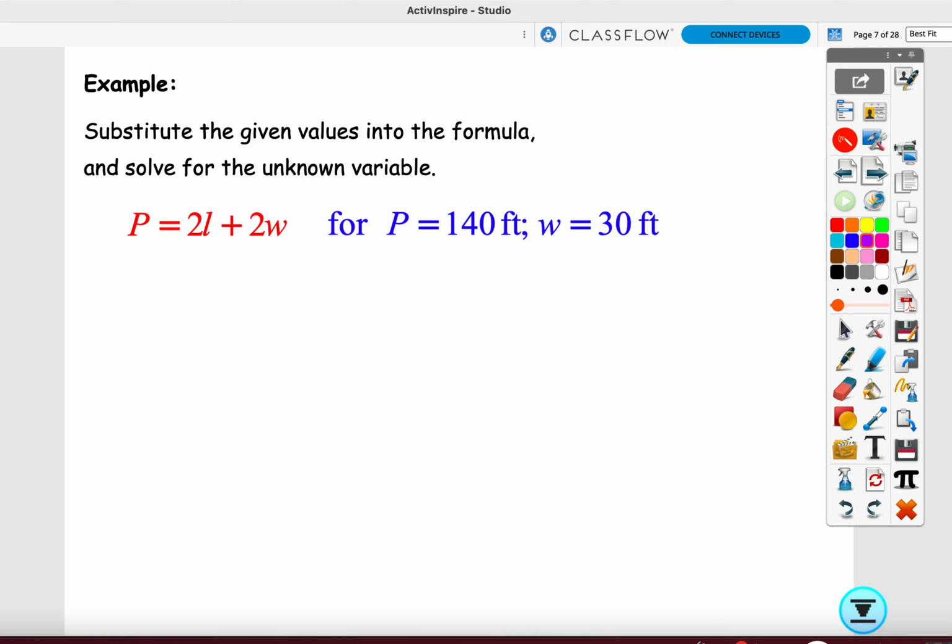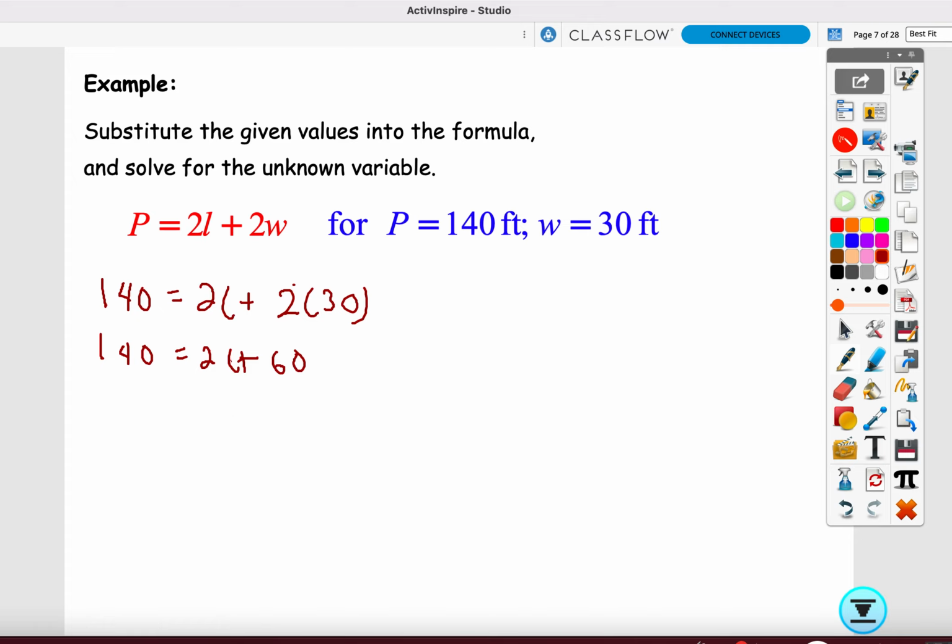So it's the same concept, but we have different formulas. Example: substitute the given values into the formula, solve for the unknown variable. We know perimeter is equal to 2 times the length plus 2 times the width. They give us the perimeter and they give us the width. So let's plug that in. Then we get 140 equals 2 times L plus 2 times 30, because the width is 30. So let's simplify this. 140 is equal to 2L plus 60.